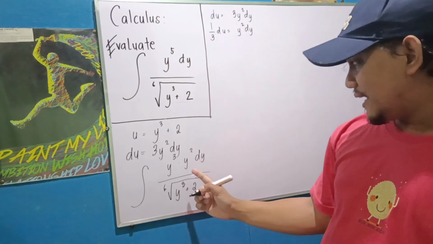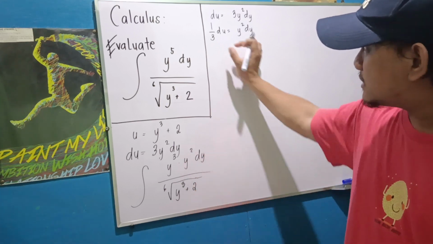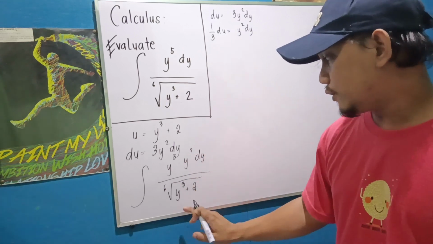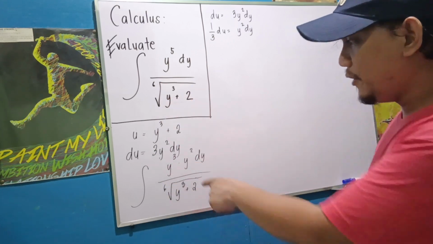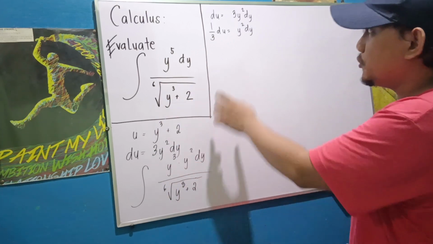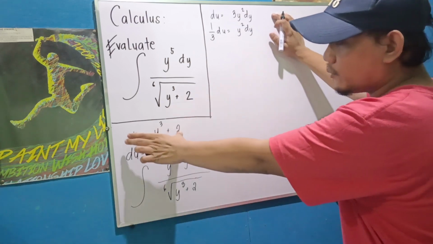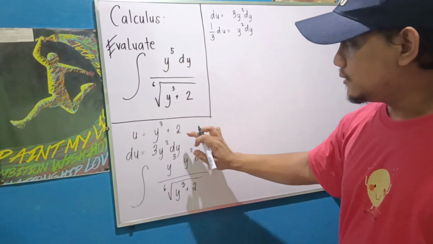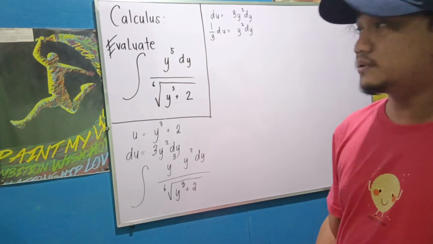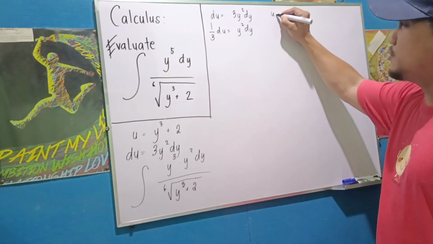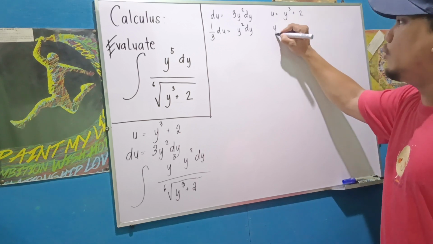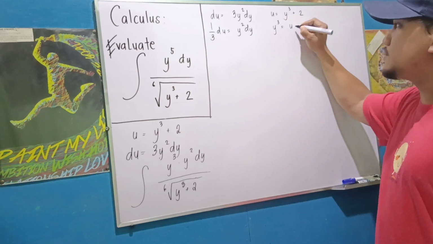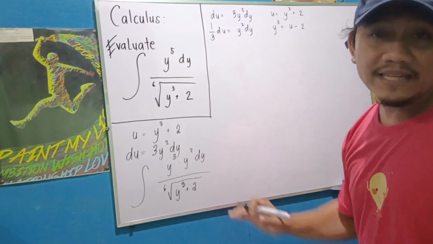So ano na mangyayari? Itong y² dy, obviously that is equal to 1/3 du. Ito naman, magiging 6th root siya ng u kasi yung u natin yung nasa loob. Paano yung y³? So yung y³ natin, that will come from our first representation. Notice that u equals y³ + 2. So we'll just get the y³ term only. So y³ equals u minus 2. Nilipat lang.